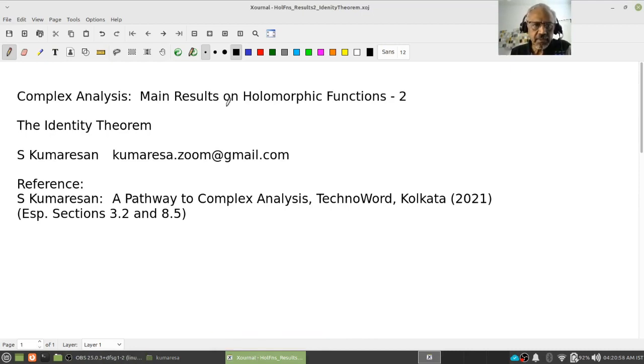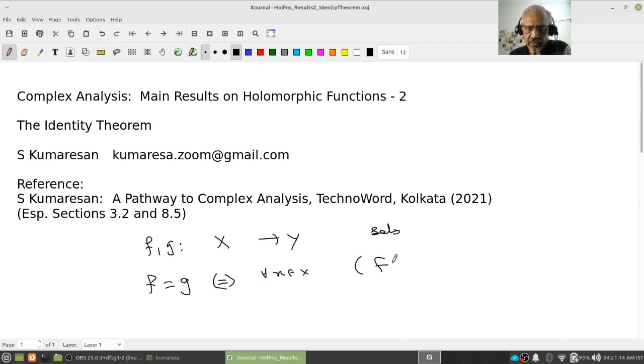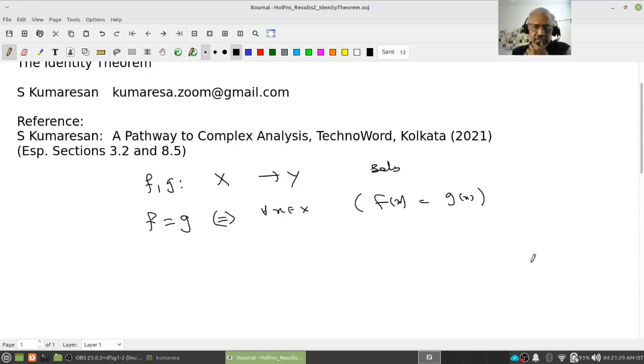In mathematics, one of the main results is: suppose I have two functions f and g from a set X to Y. These are sets. Then we say f equals g if and only if for all x in X, f(x) must be equal to g(x). So if X is very large, then to check f equals g, we have to check very many conditions, f(x) equal to g(x) for each and every x in X, right?